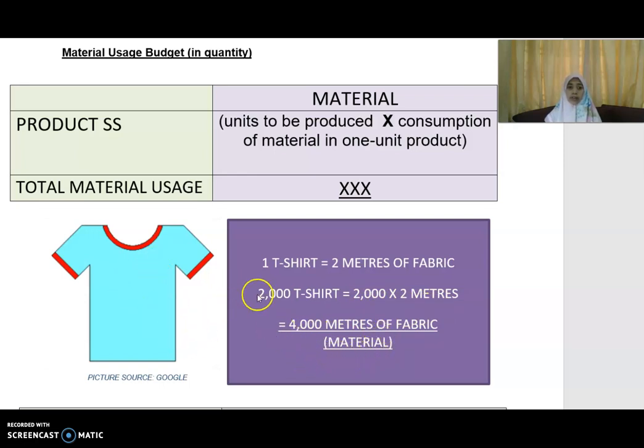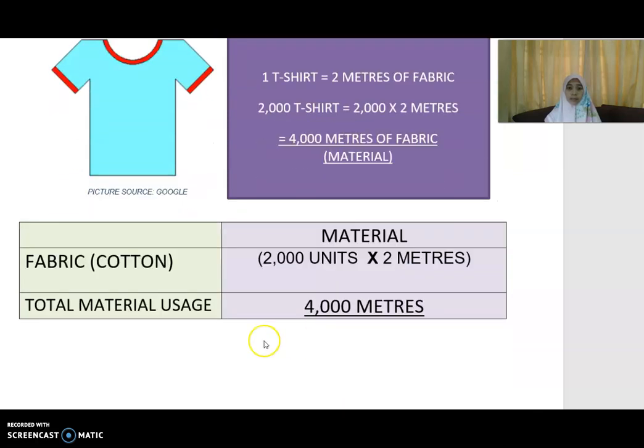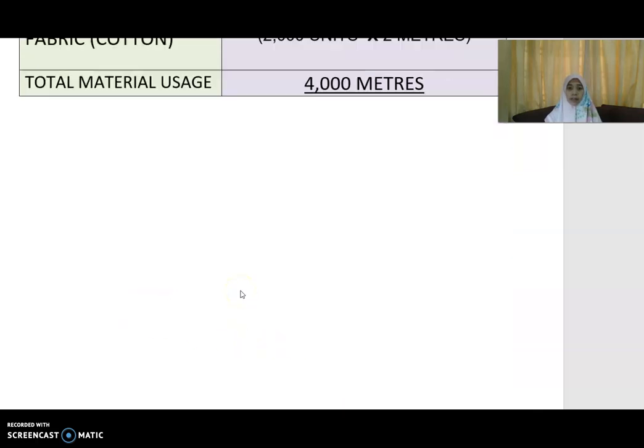So how you arrive at this: the 2,000 units is the required production, times the consumption of material in one unit produced. So you will get 4,000 meters. Now we are talking about the fabric, no longer about the t-shirt, which is your finished goods. We are talking about the material, the fabric or cotton that you require, and the quantity that you require now is 4,000 meters. That's how you arrive at that.